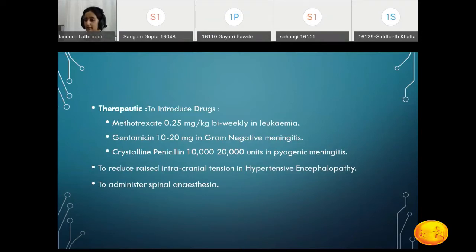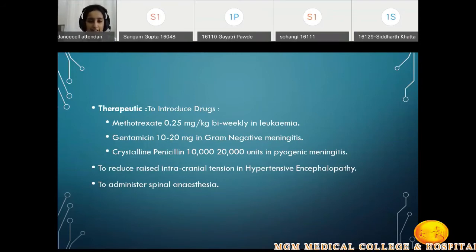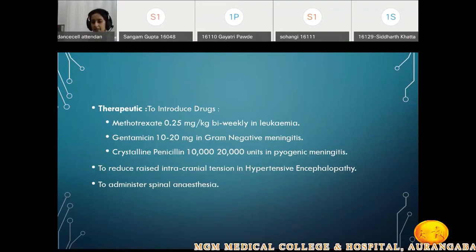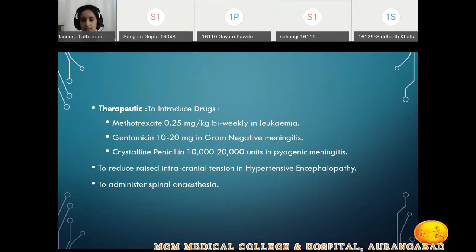Therapeutic indications of CSF: one, when we want to administer any drug into the central nervous system, for example methotrexate. We give methotrexate bi-weekly via lumbar puncture in cases of acute lymphoblastic leukemia and acute myelogenous leukemias. We also give gentamicin in gram-negative meningitis, which usually occurs in extremes of ages. Then we also give crystalline penicillin, 10,000 and 20,000 units, in pyogenic meningitis, but crystalline penicillin is now obsolete. We usually give IV antibiotics instead.